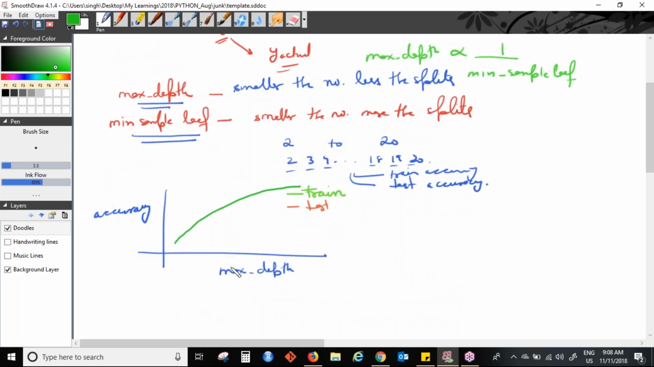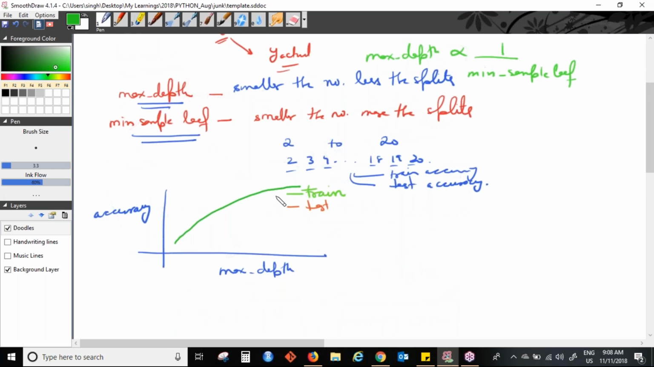As the max depth increases, of course the accuracy will keep on increasing because you will go on making more and more splits. And making more and more splits is always good for the training data, because this is training data. These are the same questions that you are studying for an exam. So of course you will perform well on the same set of questions, right? Training data is the same set of questions which you are learning. It's your question bank. So the more you read the question bank, the better you will perform. You can memorize the question bank if you want. Even then you will perform better.